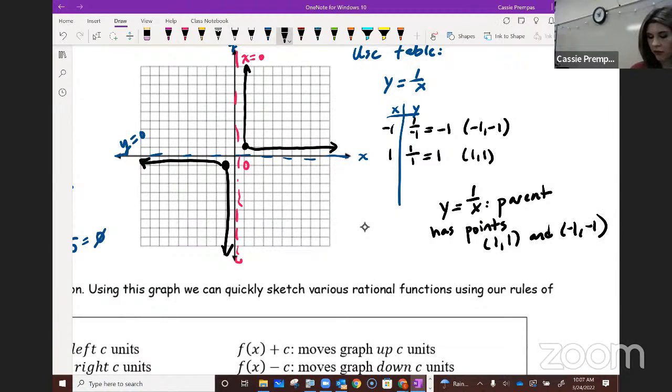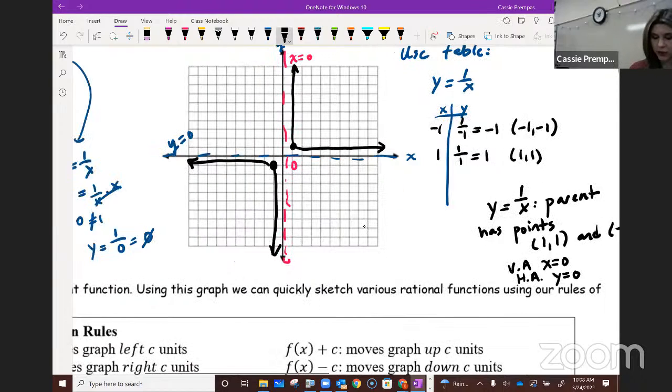And it always has a vertical asymptote at x equals 0 and a horizontal asymptote at y equals 0. We're going to be graphing the parent graph like 6 times. So hopefully by the 6th time, you'll remember that information and be able to use it to graph quickly.